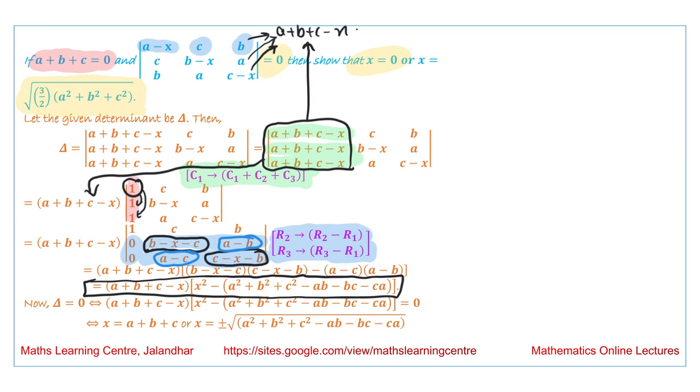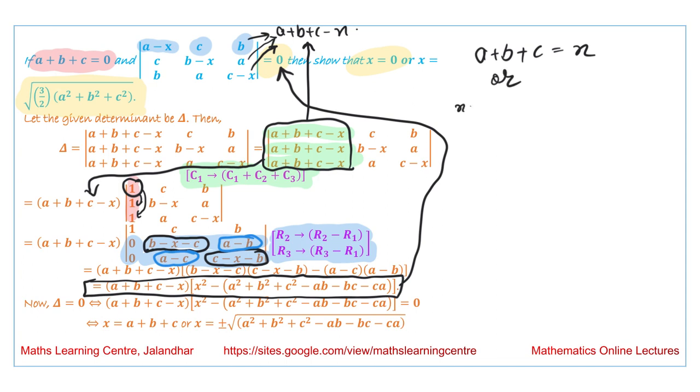Now it is being given that this determinant is equal to 0. So what we get is either a plus b plus c is equal to x, or we have x is equal to plus minus square root of, from this second part we are saying, x is equal to plus minus square root of a square plus b square plus c square minus ab minus bc minus ca.